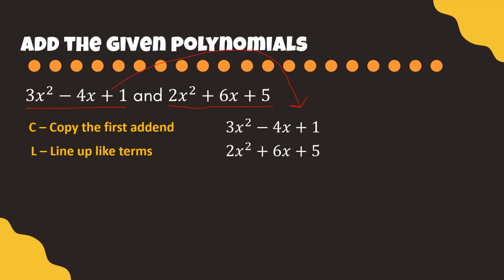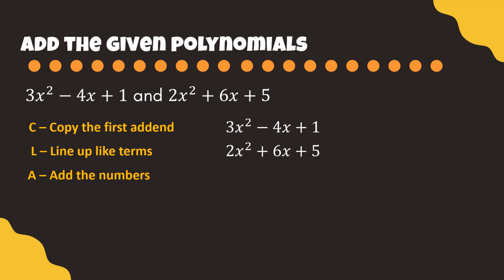How are we going to know that they are lined up in their appropriate columns? We are going to look at their variables with their exponents. So if you can see, 3x squared and 2x squared are like terms. 4x and 6x are also like terms. And the constants positive 1 and positive 5 are like terms. It is very important to line them up appropriately.